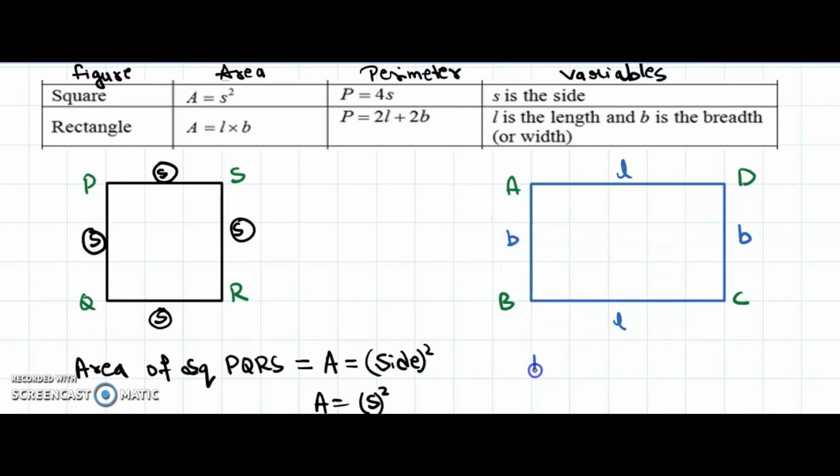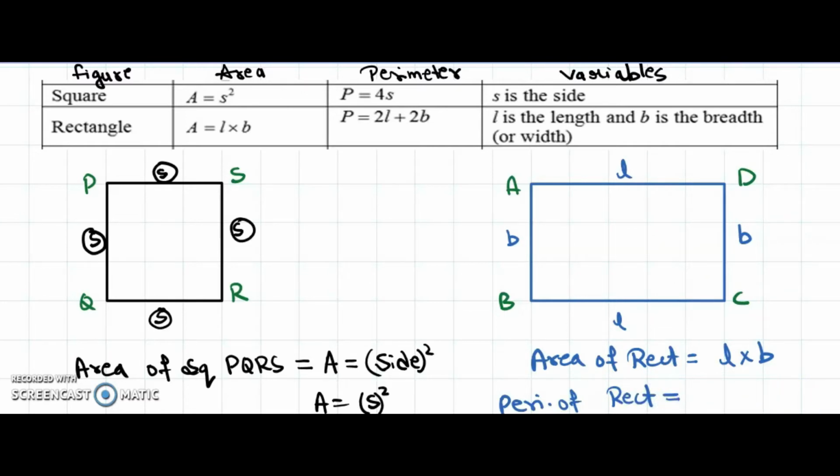First of all, let us talk about the area of a rectangle. The area of a rectangle is nothing but the multiplication of length and breadth. That's the area of a rectangle. Let's talk about the perimeter of a rectangle.